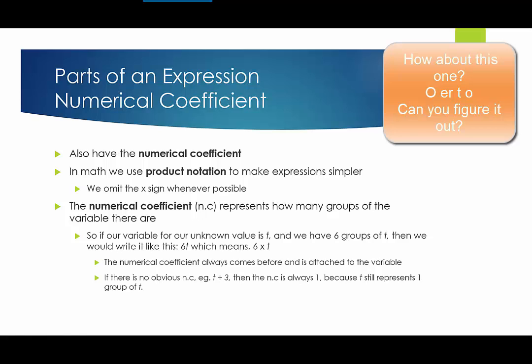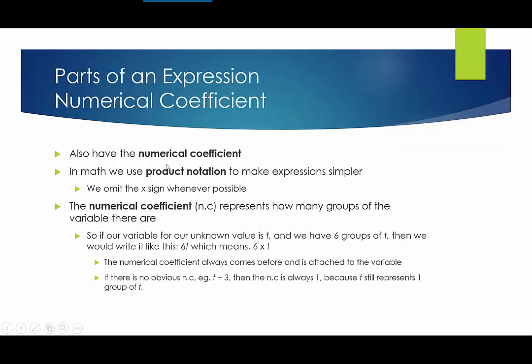So you have a numerical coefficient, and that is the number that goes in front of your variable. So your numerical coefficient, or the NC, represents how many groups of the variable there are. So if your unknown value is t, and we have 6 groups of t, then you would write it like this: 6t, which essentially means 6 times t. When we write like this, 6t instead of 6 times t, we call that product notation. And we do that to make our expressions simpler. And so we try to eliminate our multiplication sign or division sign whenever possible.